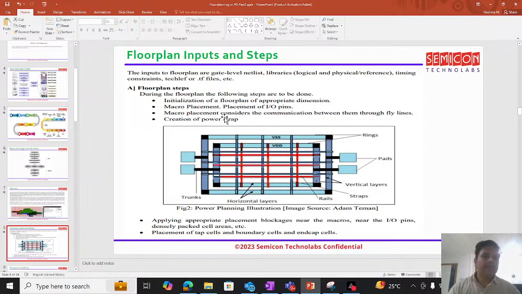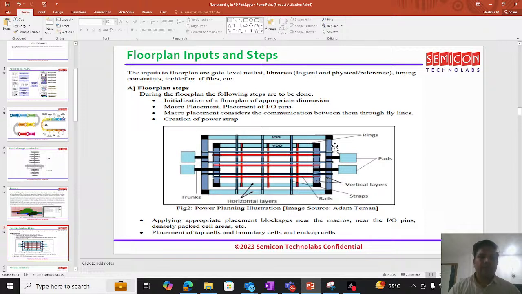Okay, then macro placement considers the communication between them through fly lines. Okay, so we have a feature in both Fusion Compiler and Innovus. We also have the feature in ICC2, and previously in ICC and Encounter we had features for checking the data flow fly lines, right? We can check up to level 2, level 3, level 4, to whatever extent we want to check in order to understand the connectivity of the design.